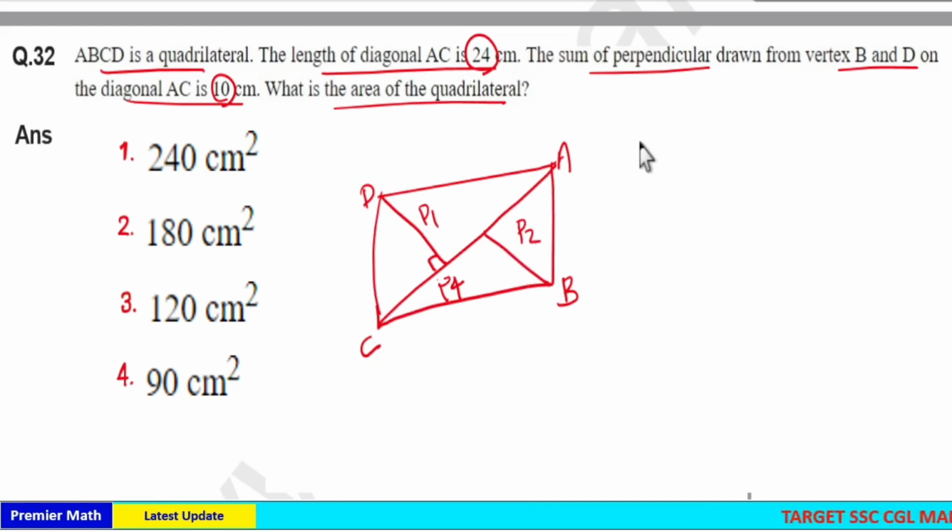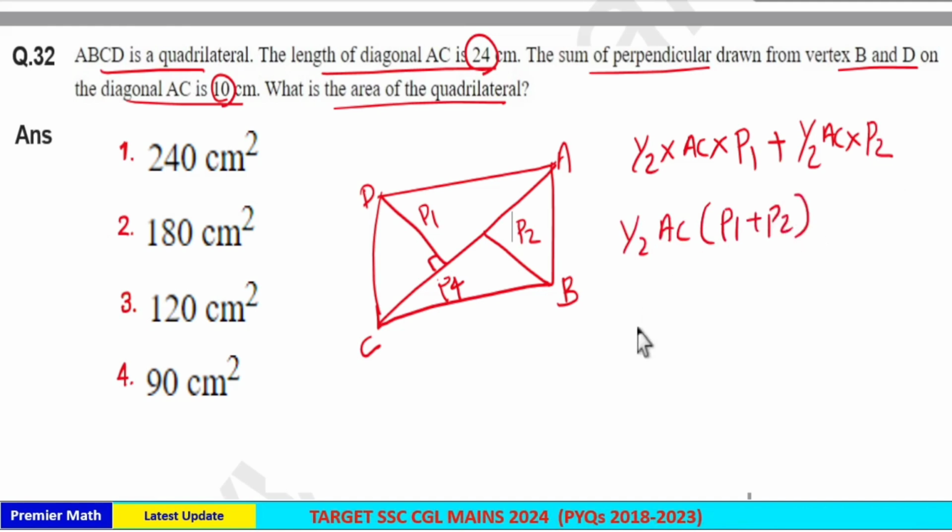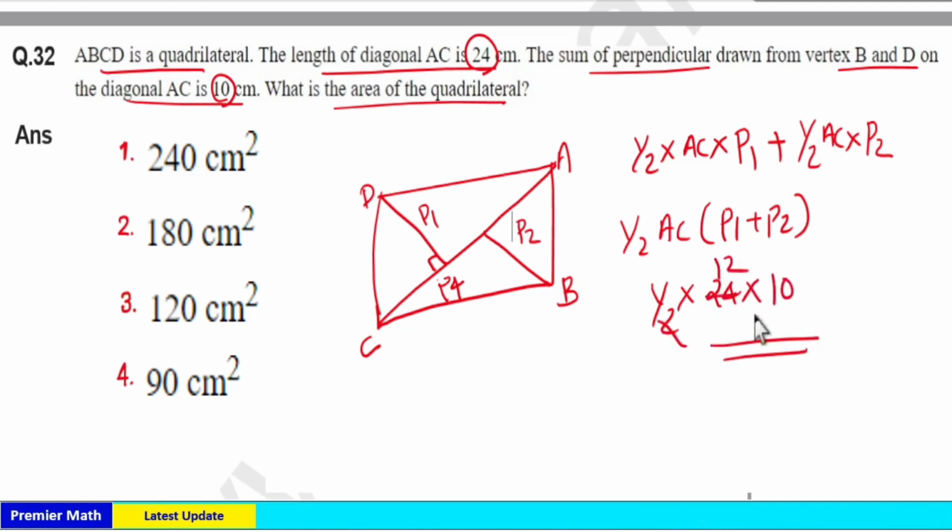That is, area of first triangle is equal to half into base AC and height equal to perpendicular distance P1. Now the area of the second triangle is equal to half into base, which is common AC, and height P2. Now you can take half AC outside. Then remaining is P1 plus P2, that is 10. So half into diagonal 24 into P1 plus P2, which is 10, is equal to 120 centimeter square. Option 3 is your answer. So area of quadrilateral is 120 centimeter square, which is the area of these two triangles.